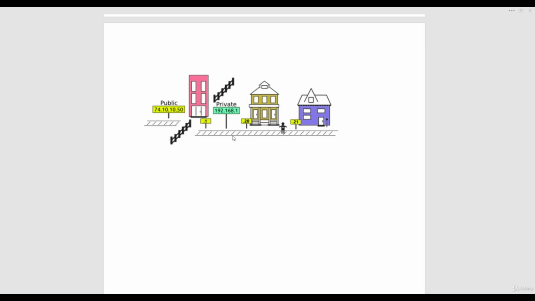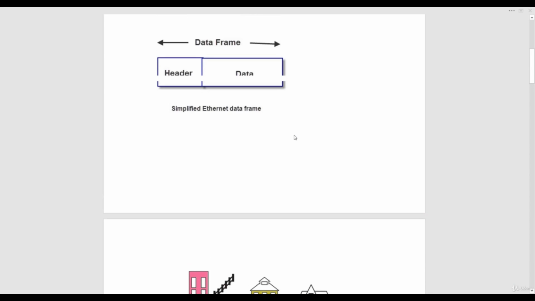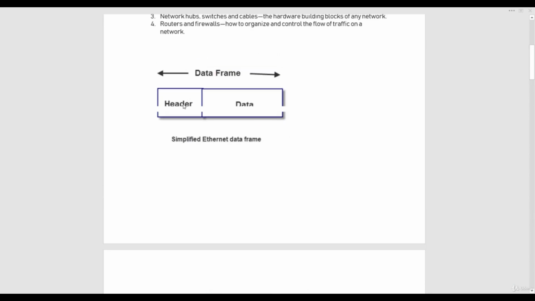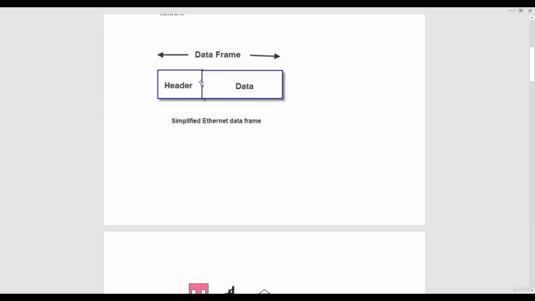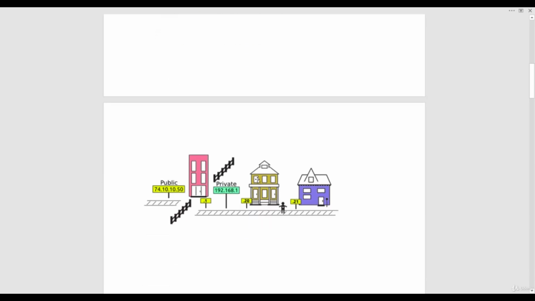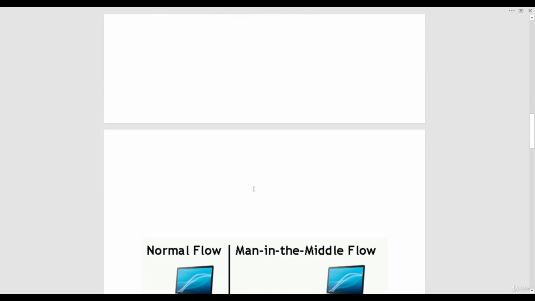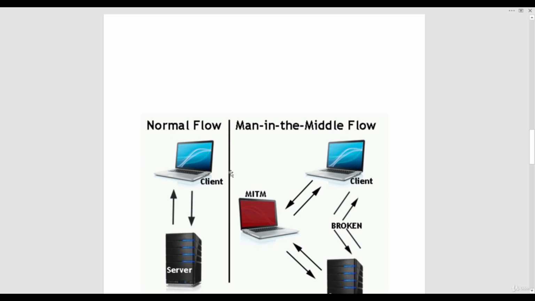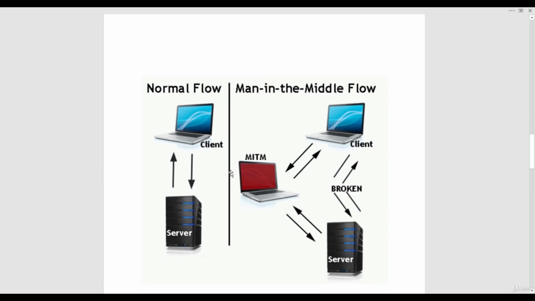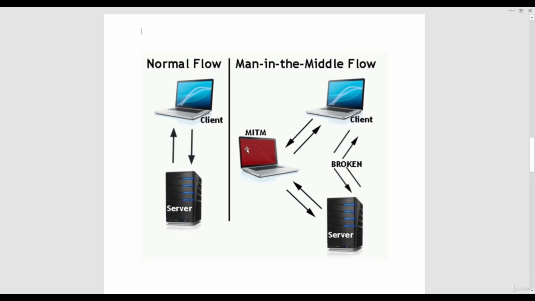So the final data frame will look something like this. It will just contain the header and the data. The data is your portion of data, and the header contains your destination MAC address, so as to confirm that this data frame is delivered to that particular computer or node connected to the network. So we have now got the basics of the ARP protocol. Now let's see the man in the middle flow.